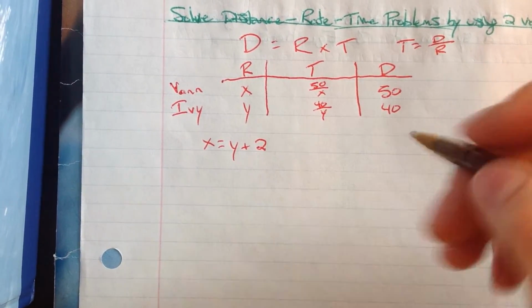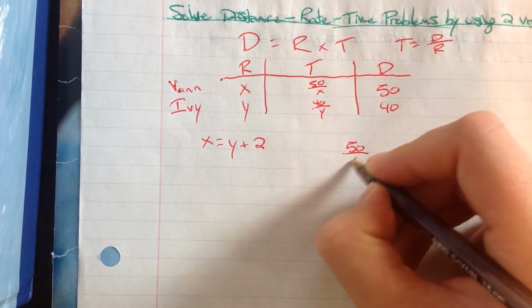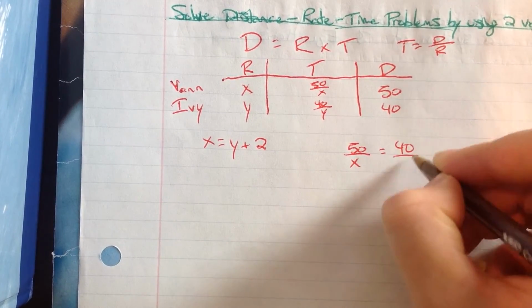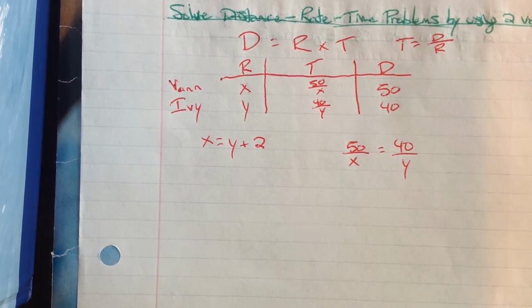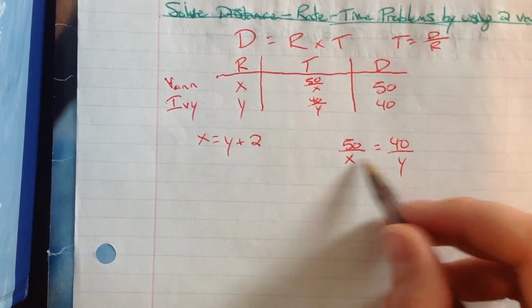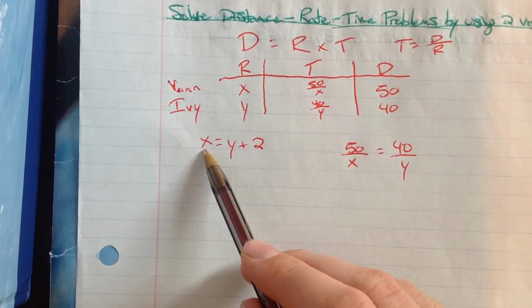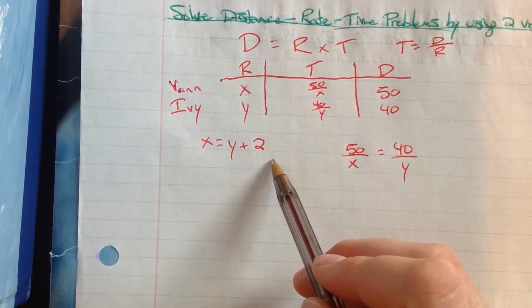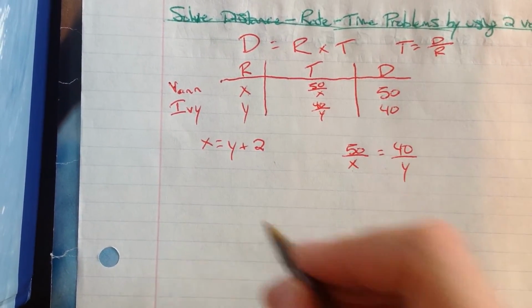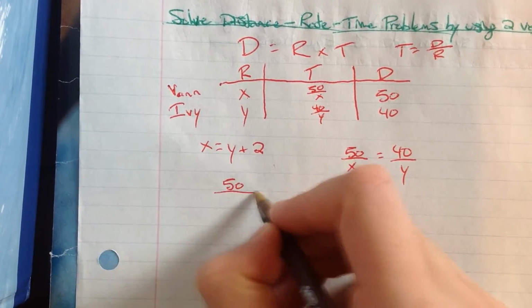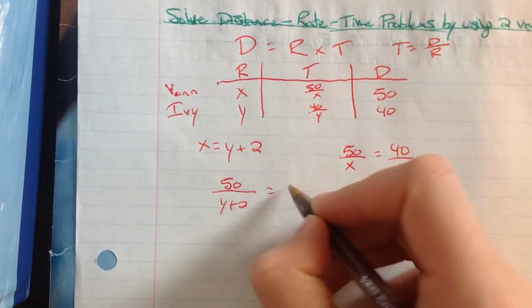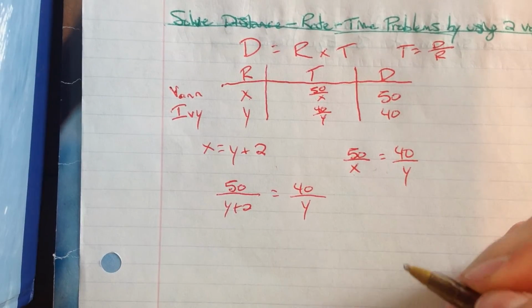And so, if I set those two things equal to each other, because they did it in the same amount of time, that's the key point. But we have two different variables. Well, we know that x is equal to y plus 2. So I can plug that in here. So I get 50 over y plus 2 is equal to 40 over y.